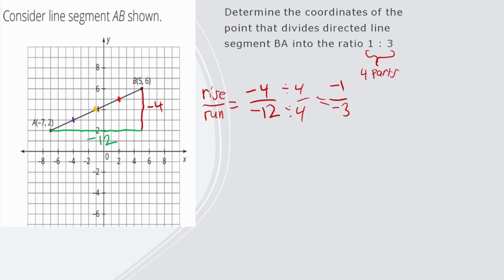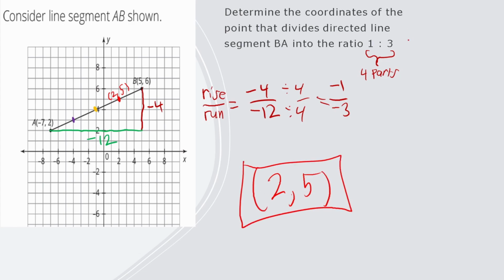So what are the coordinates for this red point? It is 2, 5. So our x coordinate's 2, y coordinate is 5. So let's write that there. It's going to be 2, 5. So our answer here is 2, 5. And that is the point that will divide this in a 1-to-3 ratio for directed line segment BA. Awesome work.